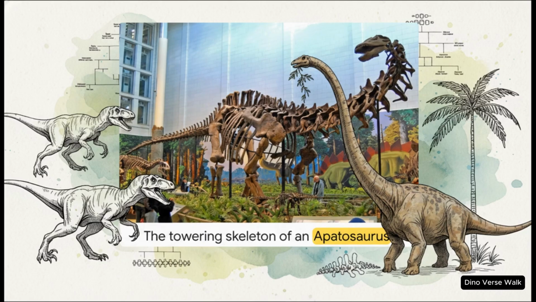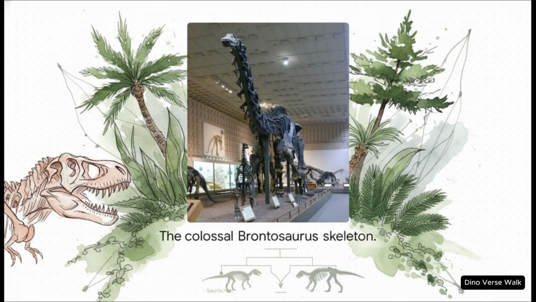I mean, they were just monumental in scale. Just to truly appreciate the awe-inspiring size of this side of the Saurischian family, take a look at the skeleton of the colossal Brontosaurus. This is a close relative in the diplodocid family.